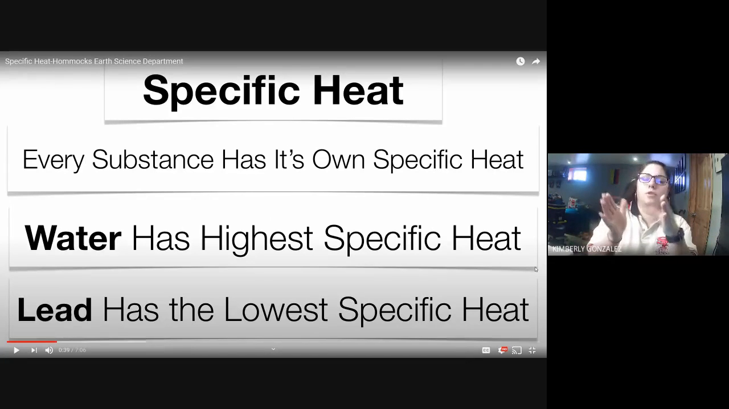So this is what I was just telling you, right? Because based on the numbers on the chart, water has a very high specific heat, okay? Where according to the chart, now remember, this is all about the chart. This isn't in real life necessarily.